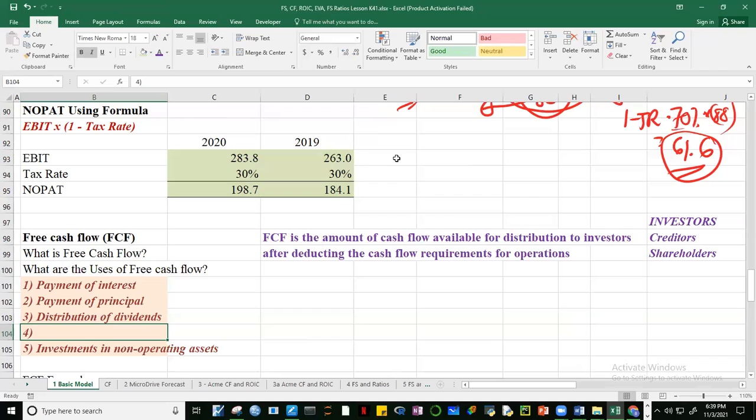Okay, yes, Abigail. Sir, pag-repurchase po ng stock. Okay, that's correct. Thank you, Abigail. That's correct.